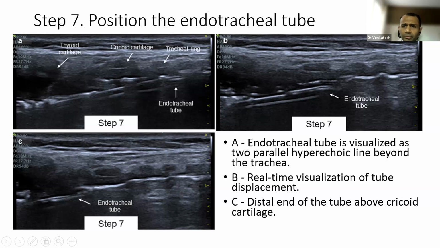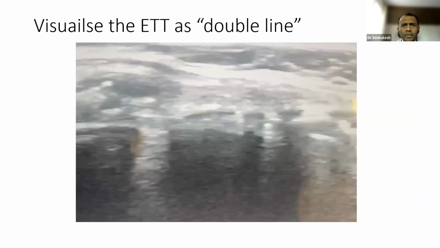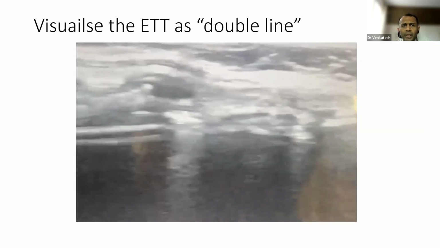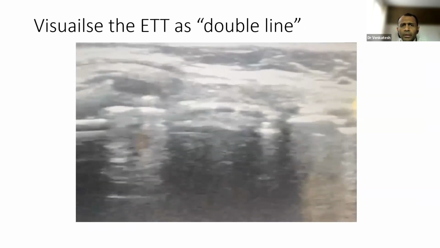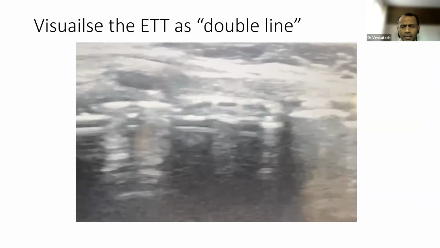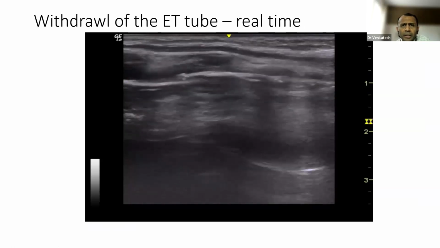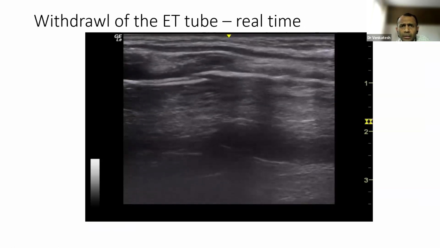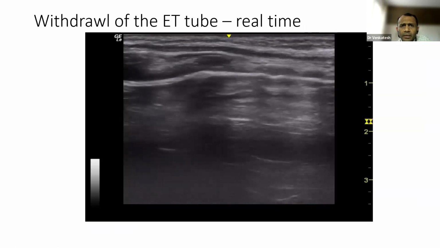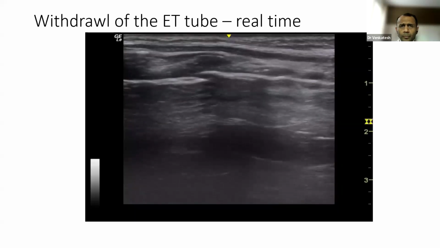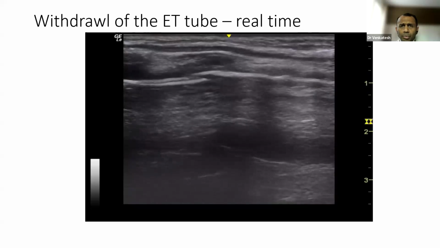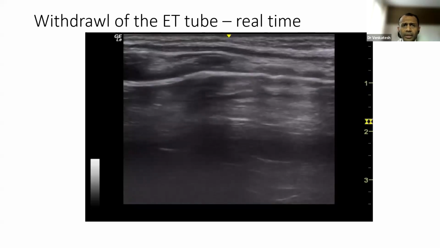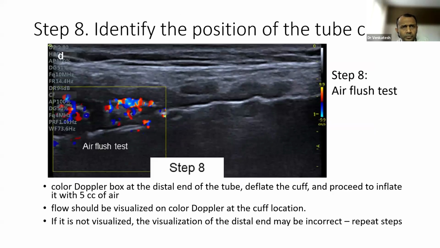Or there is another way of checking it. So this is the double line which you are appreciating on the video. This is the video done by me. Sorry for the higher brightness, but the cricoid cartilage you are able to appreciate. This is the withdrawal of the ET tube. Again, in real time, you can see that the tube is being pulled out. If you want to see, I'll show you again. The tube is getting pulled out. You can see that. It's a short video.